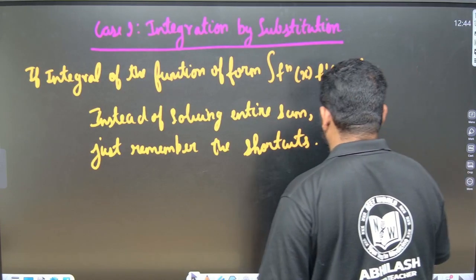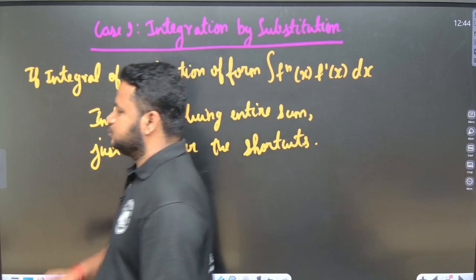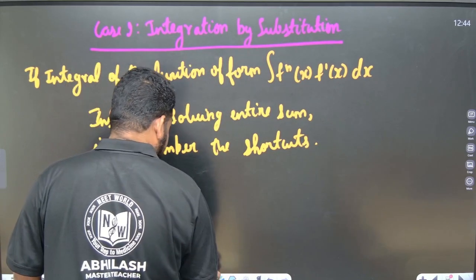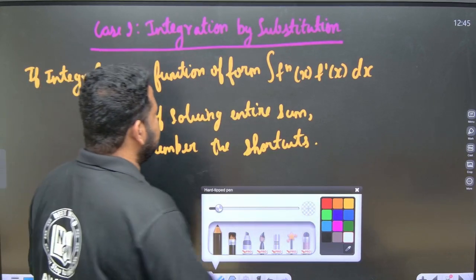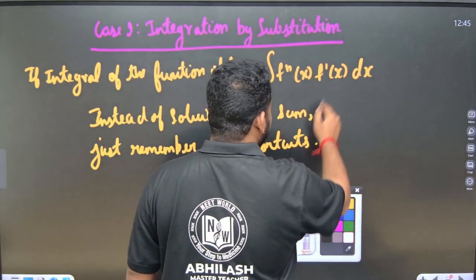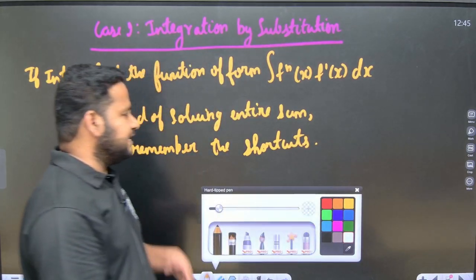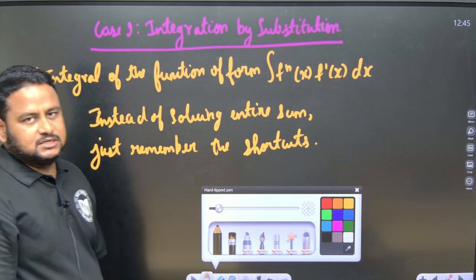Okay, let us look at this. So integration by substitution case 2. When it comes to case 2, you have to understand, friends, they are telling that if the integral is of the form integral of f^n(x) into f'(x) dx, then instead of solving the entire sum, just remember the shortcut. The shortcut is what?